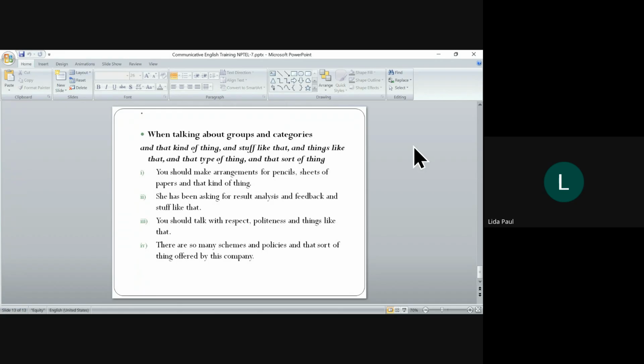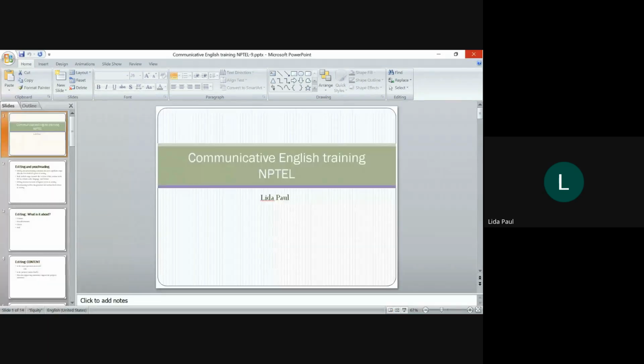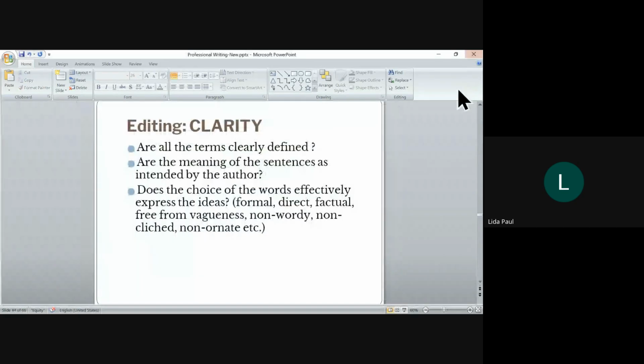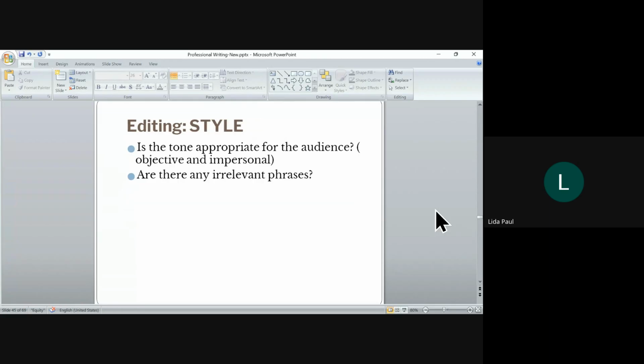Then other expressions would be that kind of thing, stuff like that, things like that, that sort of thing. These are all vague expressions, okay? These are the expressions that may not be considered effective or even right in terms of professional writing, right? Yeah, so these are the things that you will be taking care of in the clarity part when you're editing for the clarity part of writing.